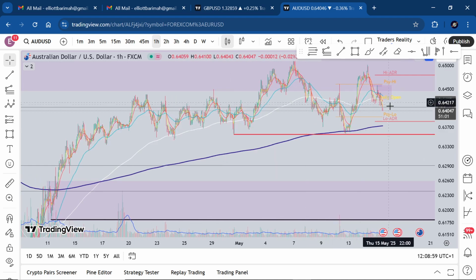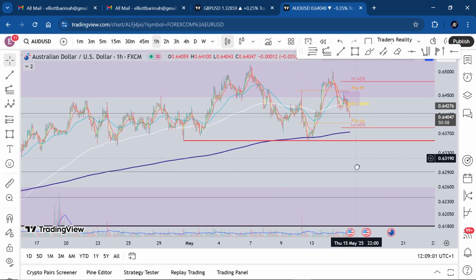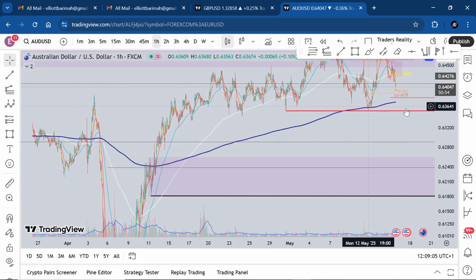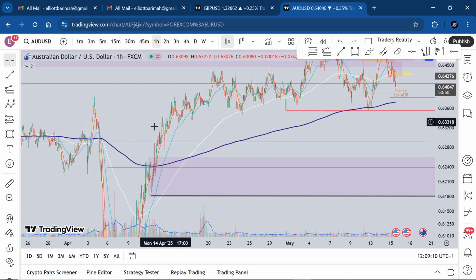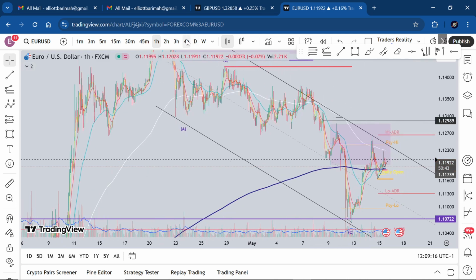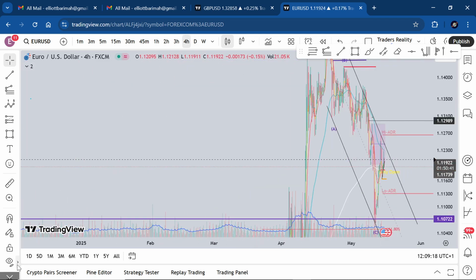And I would say anticipate price coming down into this area, at least taking out all of these lows, including this one, this one, this one, into this demand or this demand over here. Euro USD, quickly onto the 4 hour and take off the indicators.